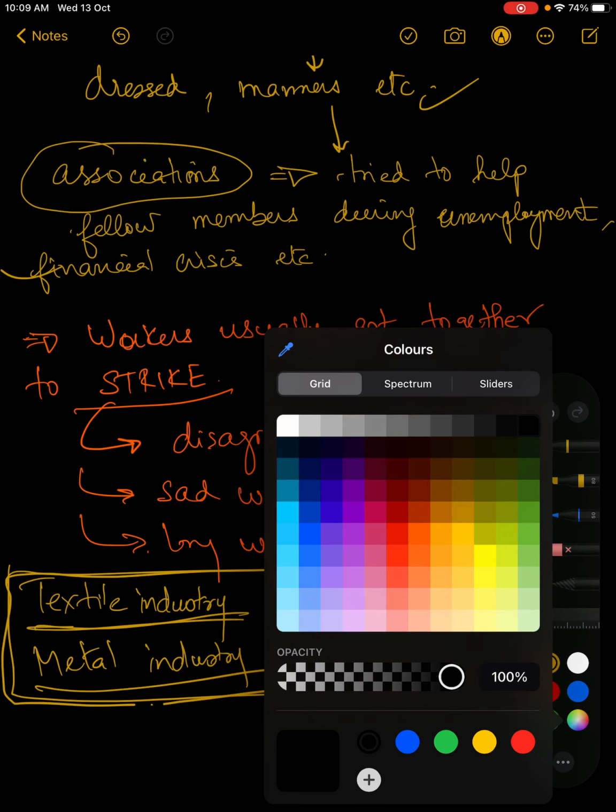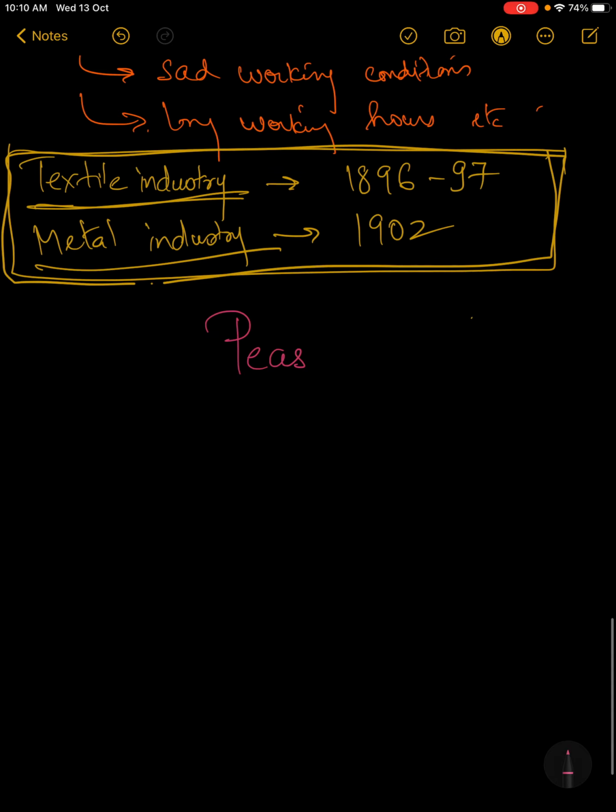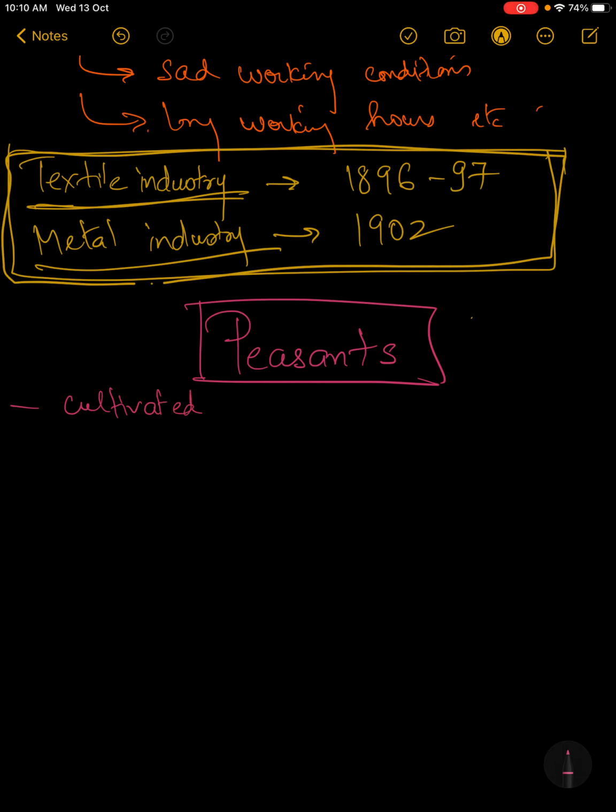Now there is another very important component of the working class, and those are the ones which produce our food, and those are the peasants. Peasants followed a similar hierarchy. They cultivated the land, but they did not own the land. Okay, big difference. They cultivated it, but they did not own the land.